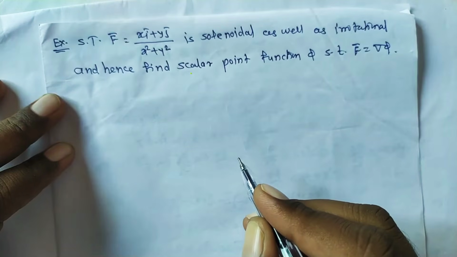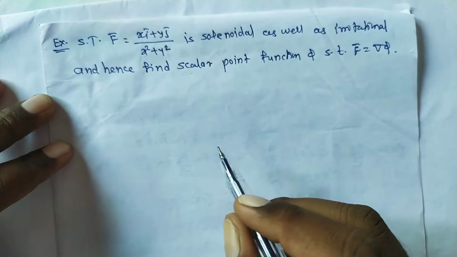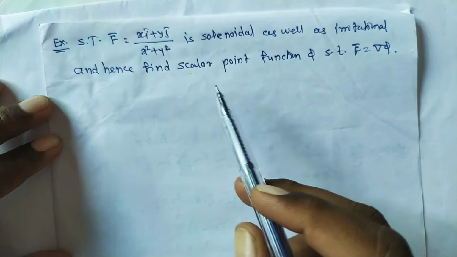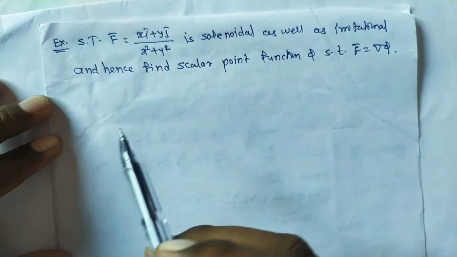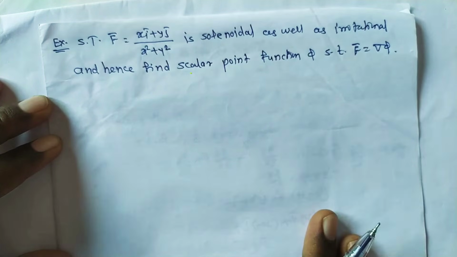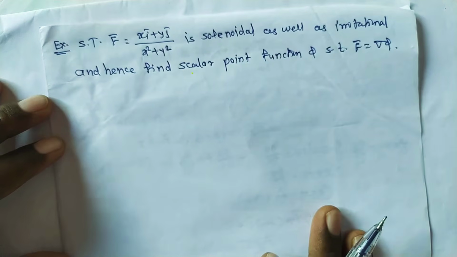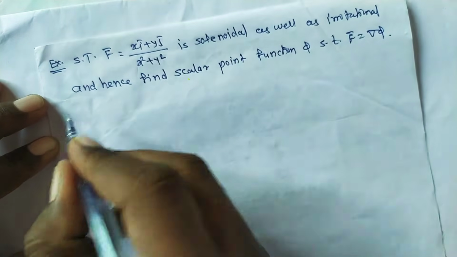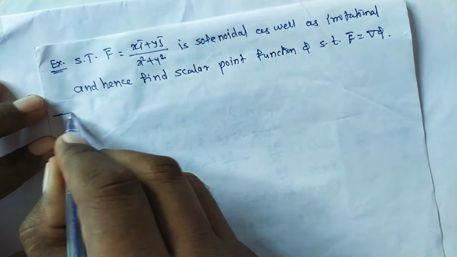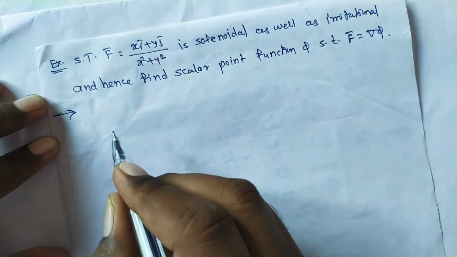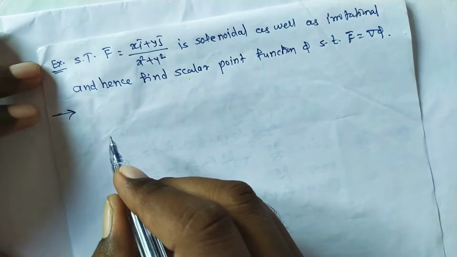Hello friends, in the last video we already covered the problems on irrotational vector field. So today we will take one problem on solenoidal as well as irrotational. After this problem your concept will be clear, meaning when F bar is solenoidal and when F bar is irrotational.